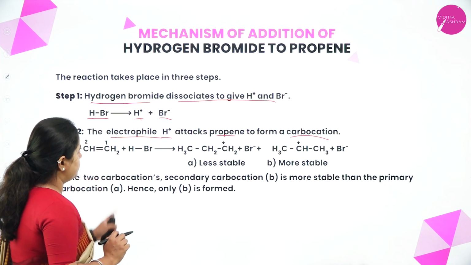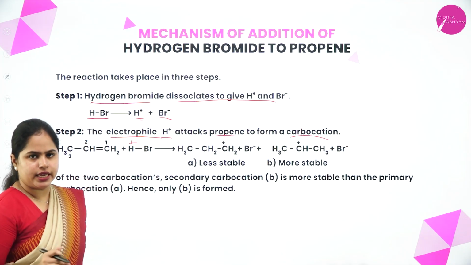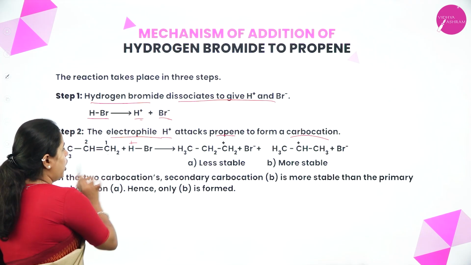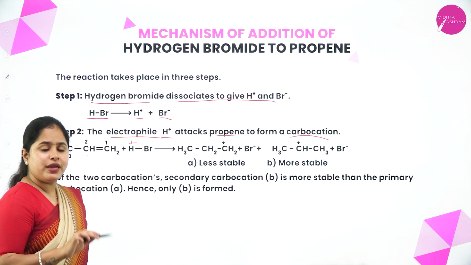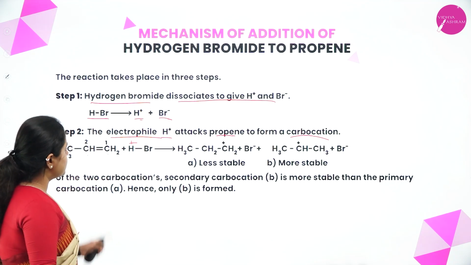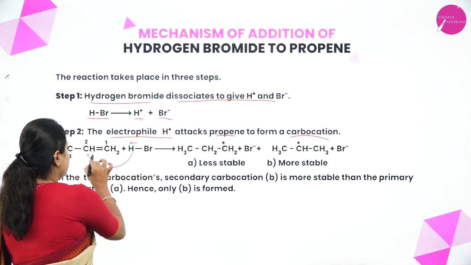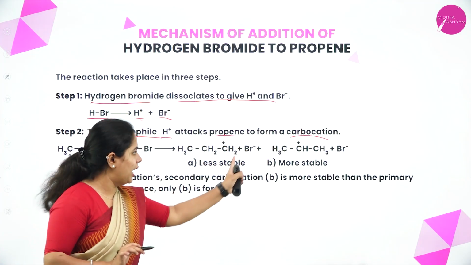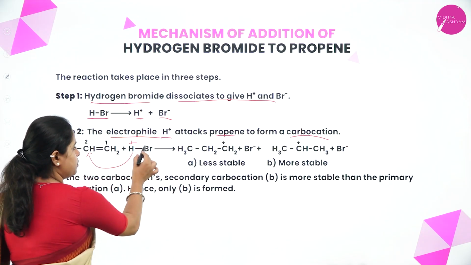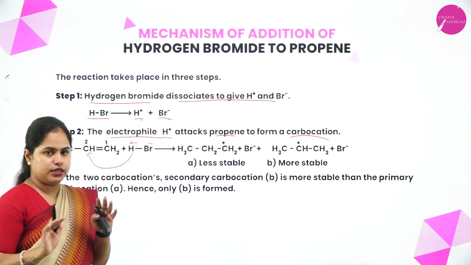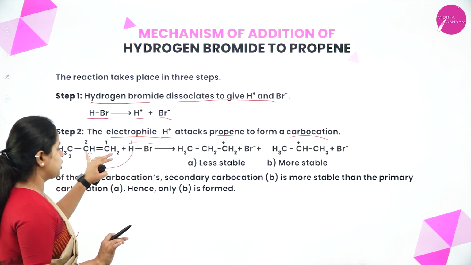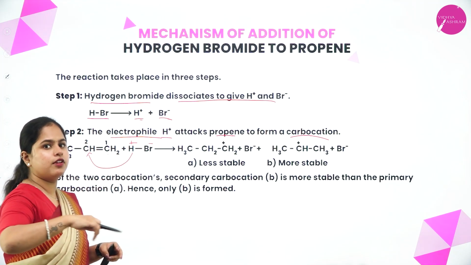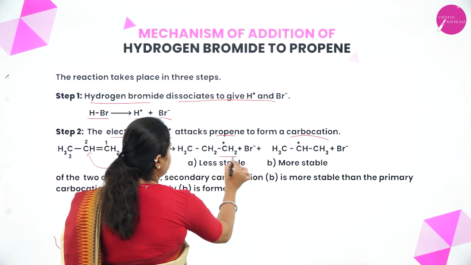So what happens here? The H plus is going to attack here. Electrophilic attack is going to happen here. Either the H can attack here or the H can attack here. Based on that you will get 2 different products. In the first case, if the hydrogen is getting attached to this particular carbon atom, you will get CH3 CH2 CH2 plus and Br minus. The hydrogen is getting attached here, but the adjacent carbon atom will get the positive charge. So this will be the first product.